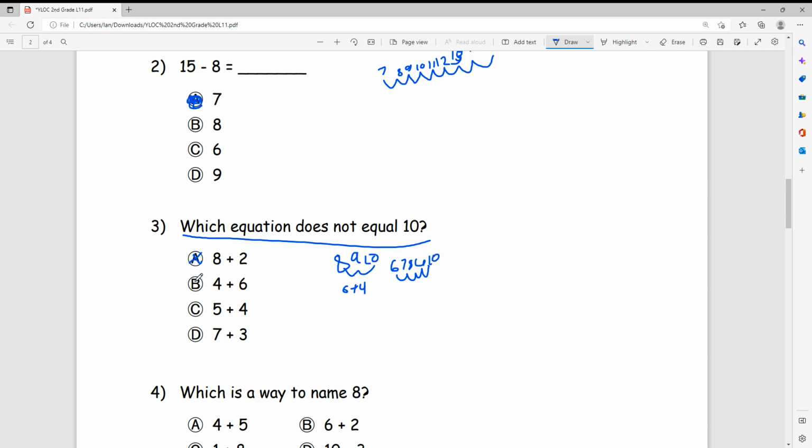This was not it. 5 plus 4, so move to the right 4 times. 1, 2, 3, 4, which is 6, 7, 8, and 9. This one doesn't equal 10, but let's try a mixture. So 7, move to the right 3 times. 1, 2, 3, 8, 9, 10. So our answer is C.